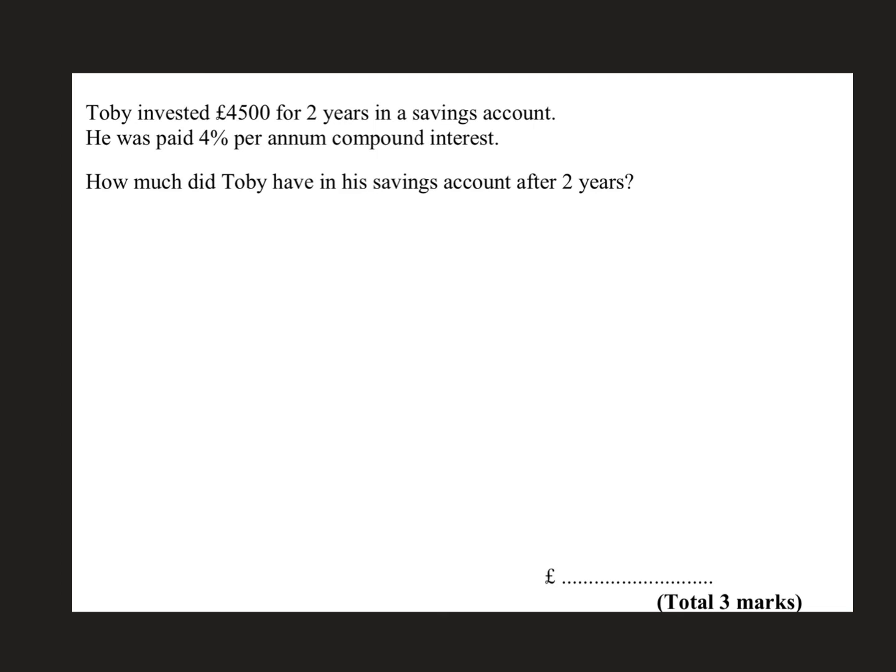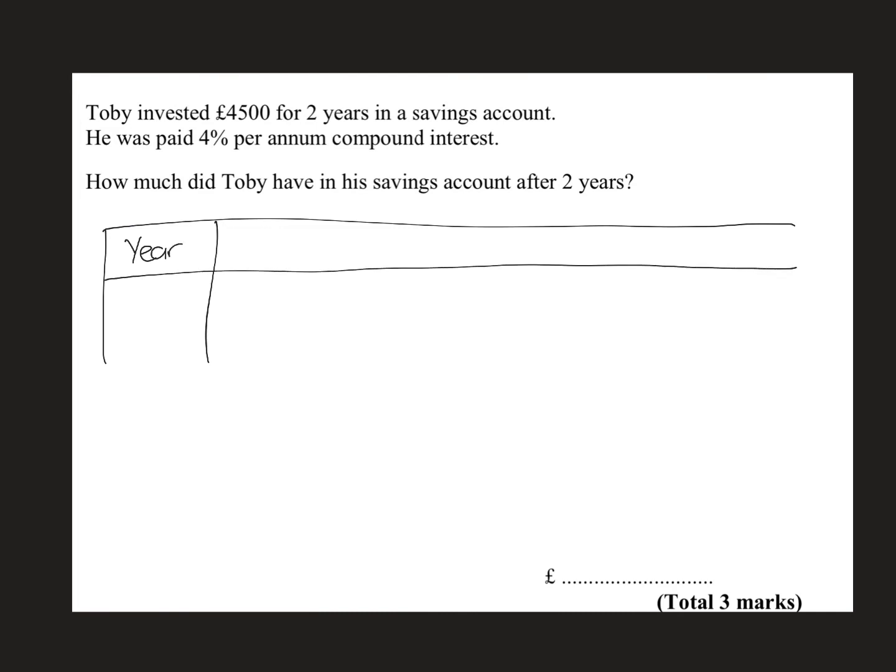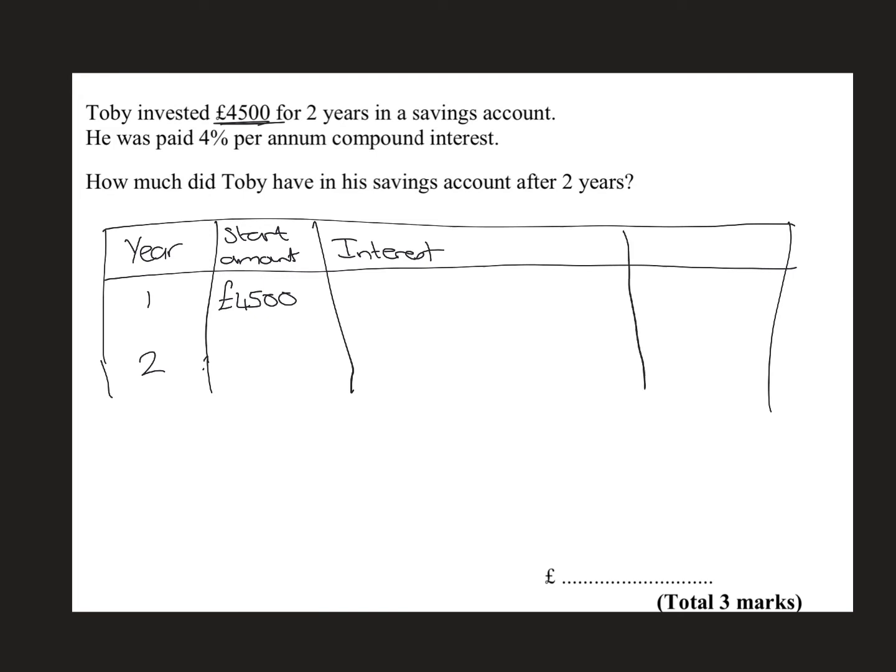Okay, so we are going to firstly draw out our table with our 4 columns. So the first column is going to be our years. So this time we've only got 2 years in the question, so it's going to be 1 and 2. Then we're going to have our start amount. Okay, and we are starting with £4,500. And then we have our interest in the middle column. And then our end amount. So how much do we have at the end of the year?